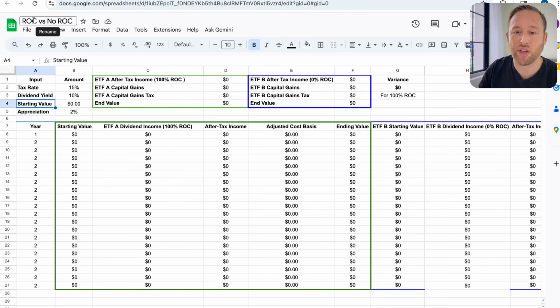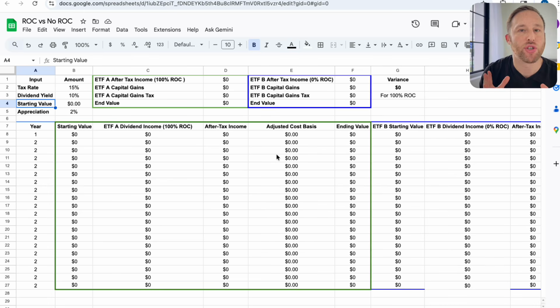All right, so we are here at the return of capital versus no return of capital comparison. We're going to compare an asset that has a 100% return of capital tax structure versus a 0% return of capital tax structure, and see what they look like and what the differences are.